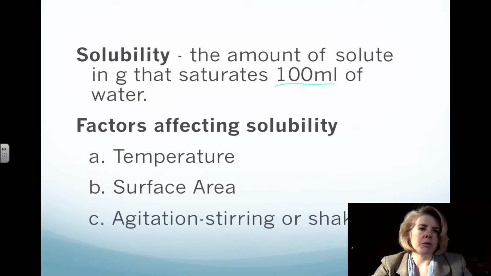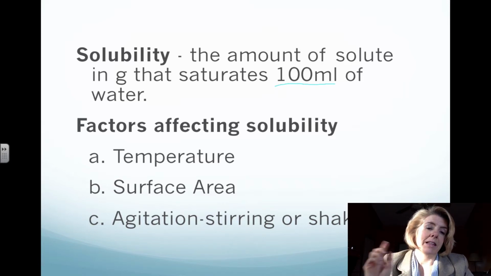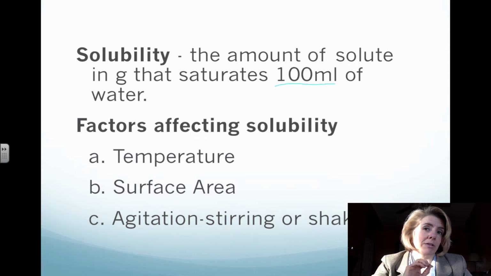And then stirring or shaking. I have in my stockroom a stir plate, and it has a magnet that I insert into the container, and that's constantly agitating or stirring the mixture. That way it actually helps to dissolve.